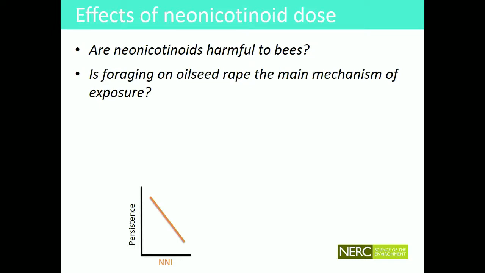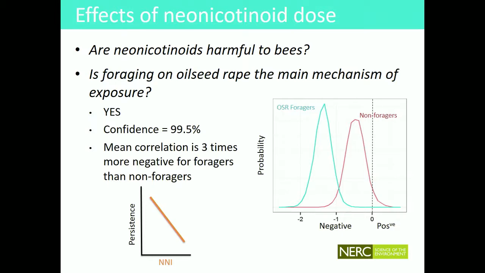Are neonics harmful? And is foraging on oilseed rape the main mechanism by which species get exposed? Same sort of figure, positive correlations on the right, negative on the left. It's slightly more complicated in this case because both groups show a negative relationship. Both have a negative correlation on average. But it's much more negative for the foragers, the blue group. The mean correlation is 3 times more negative. So it does support this idea that foraging is the main mechanism, but it's not the only mechanism, because these non-foragers are also getting a negative hit from increased exposure.